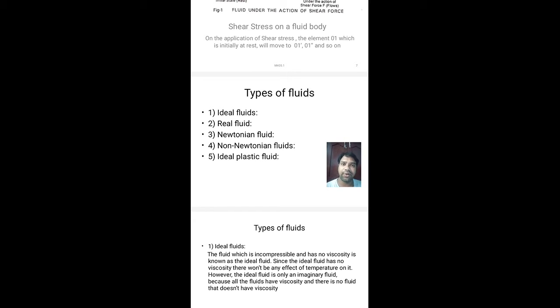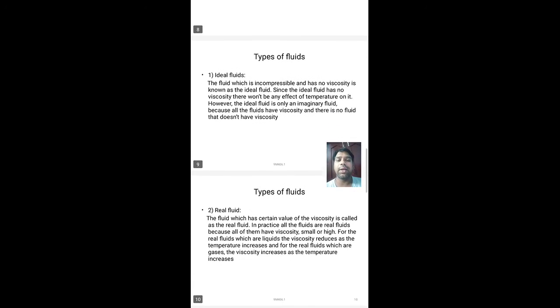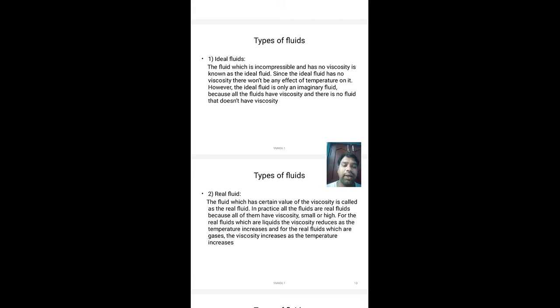So fluids are classified into mainly 5 types: ideal fluids, real fluids, Newtonian fluids, non-Newtonian fluids and ideal plastic fluids. What are these 5 types? We will discuss them now. The first one, ideal fluid. What is ideal? Ideal fluids.